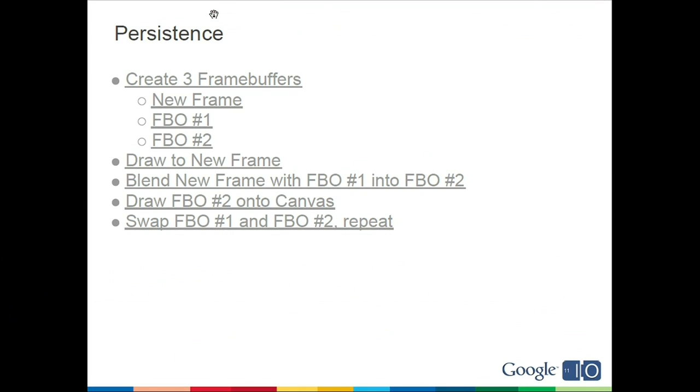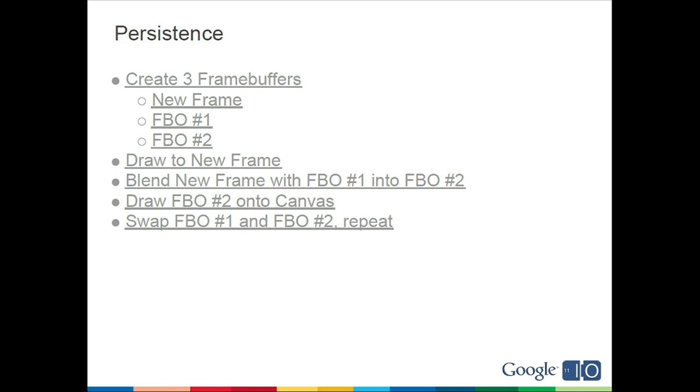So the first thing is we want to create 3 frame buffers. I'm going to call them new frame, frame buffer 1, and frame buffer 2. And the steps are, we draw to a new frame. We draw our normal scene that we didn't have persistence in to this new frame. We blend the new frame with frame buffer 1 into frame buffer 2. Then we draw frame buffer 2 into the canvas. And then we're going to swap those 2 frame buffers and repeat.